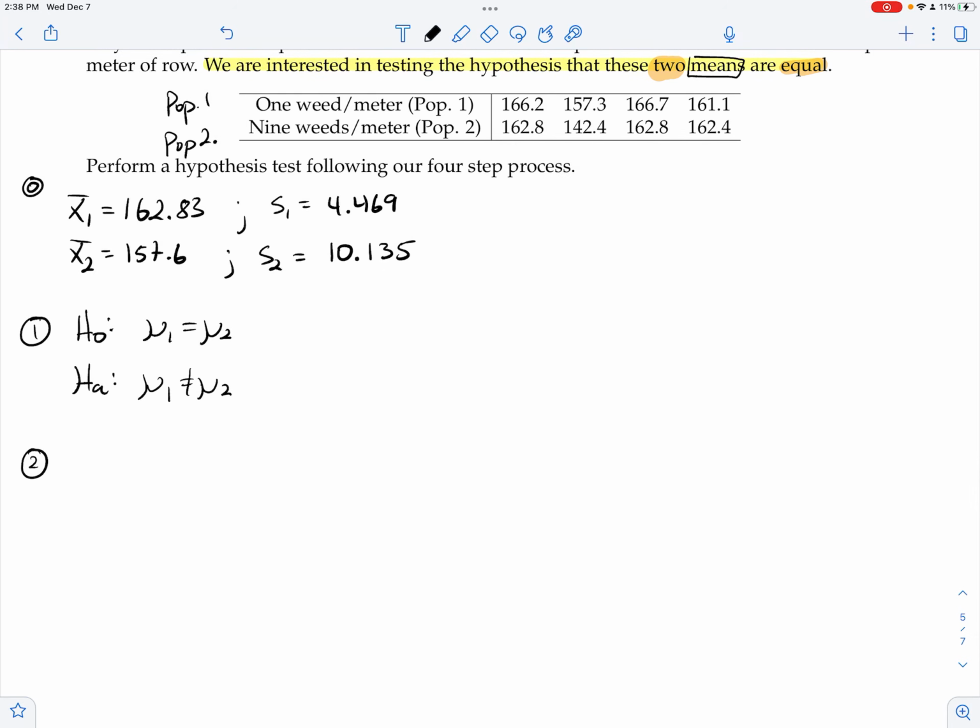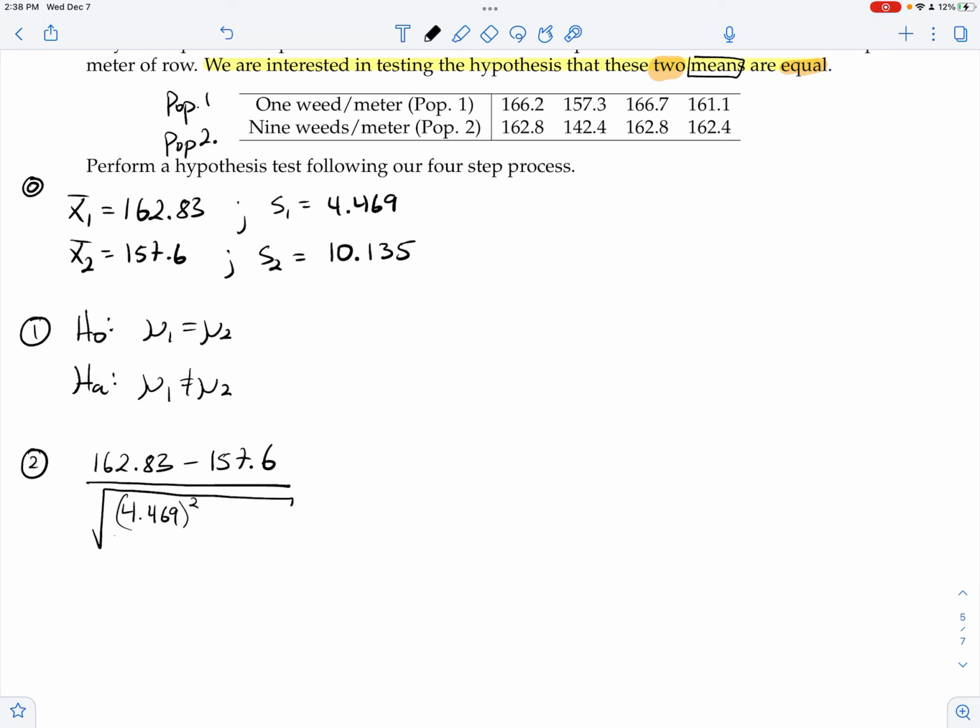Step 2, I want to compute the t-statistic. So I'm going to write down my first mean, 162.83, subtract 157.6, and I want to divide this by the standard deviation, 4.469.